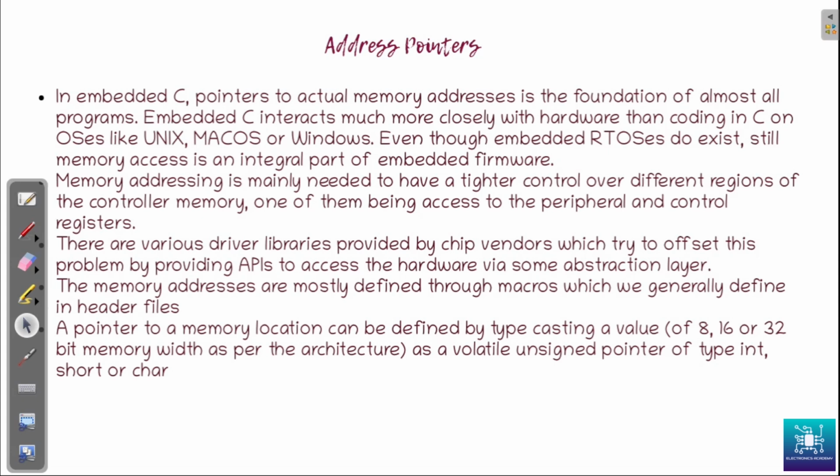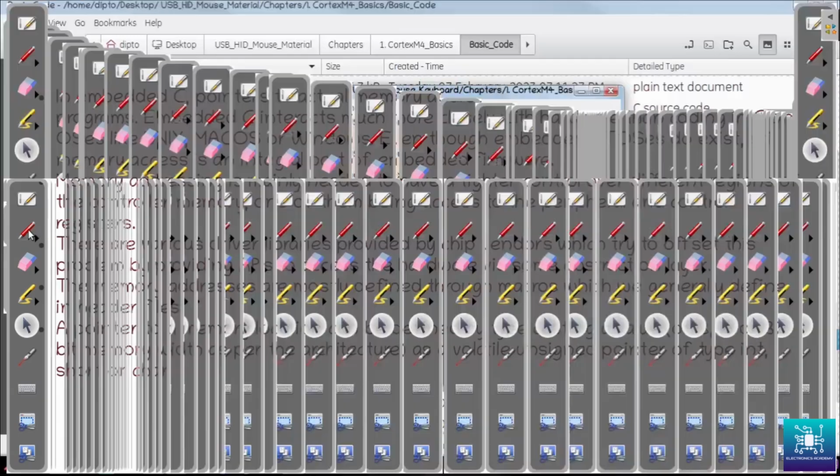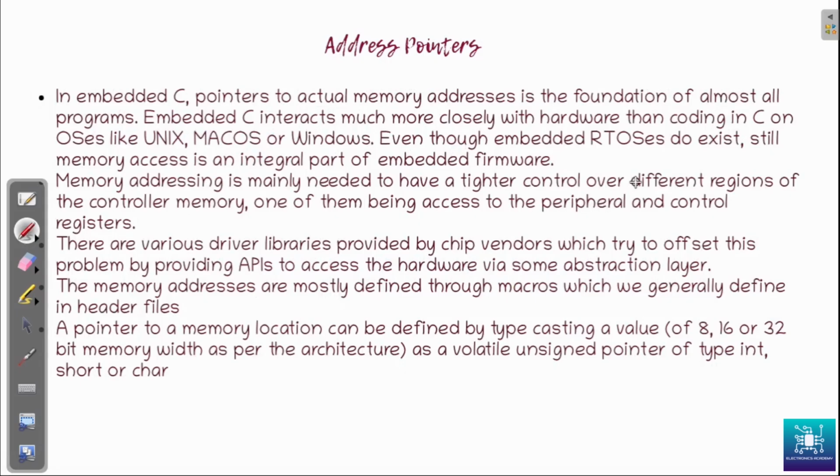Because in embedded C, pointers to actual memory addresses are the foundation of almost all programs. Embedded C interacts more closely with hardware than coding C on OSs like Unix, Mac OS, Windows or Linux. Even though embedded RTOSs exist, still memory access is an integral part of embedded firmware. So, as far as embedded firmware is concerned, you have to allow the code to access the hardware.